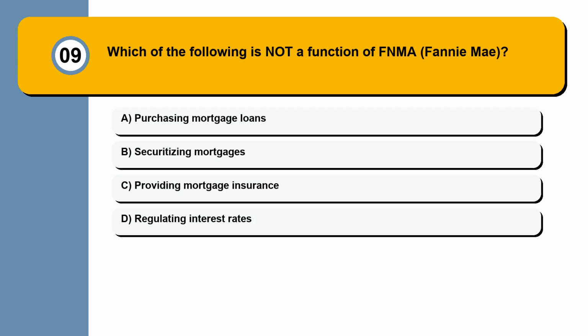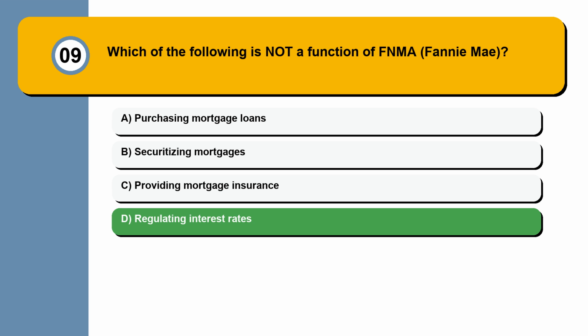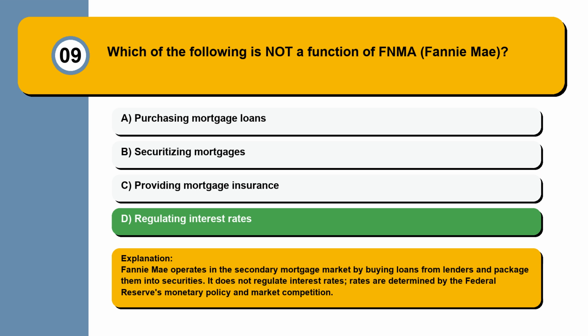Question 9. Which of the following is not a function of FNMA, Fannie Mae? Purchasing mortgage loans, securitizing mortgages, providing mortgage insurance, regulating interest rates. Fannie Mae operates in the secondary mortgage market by buying loans from lenders and packaging them into securities. It does not regulate interest rates. Rates are determined by the Federal Reserve's monetary policy and market competition.